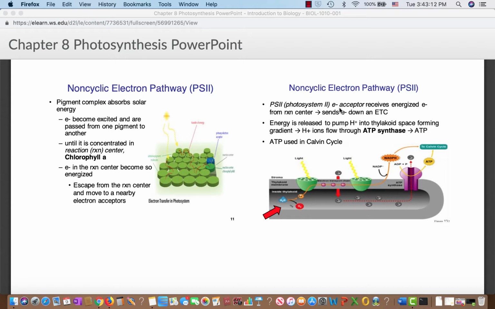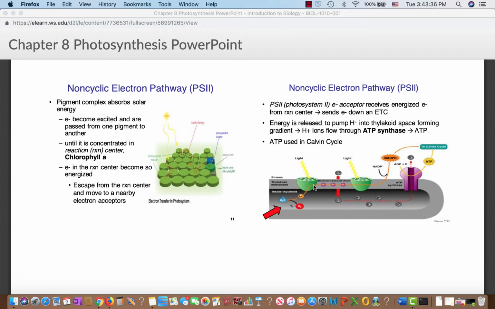Photosystem 2, the electron acceptor receives the energized electrons from the reaction center and then sends those electrons to the electron transport chain. Energy is released and used to pump the protons into the thylakoid space, forming a proton gradient, which then flows through ATP synthase, and then you use that ATP in the Calvin cycle.